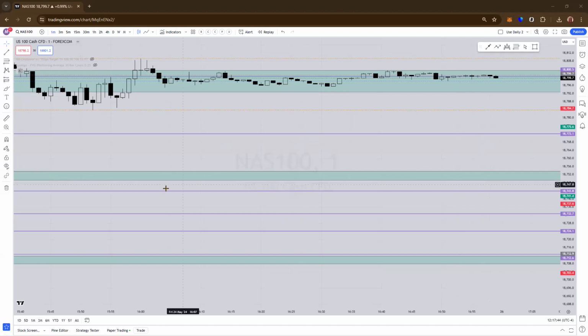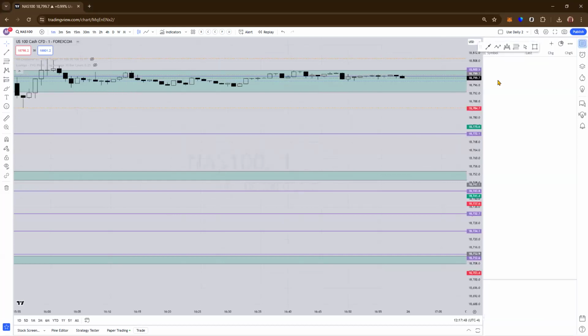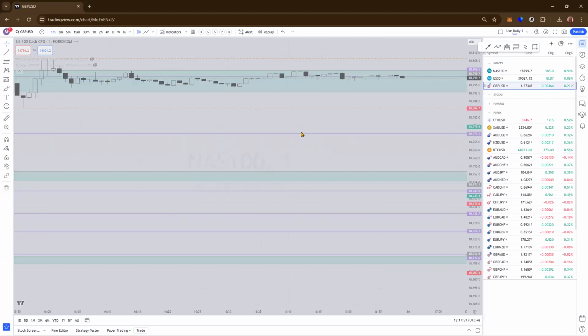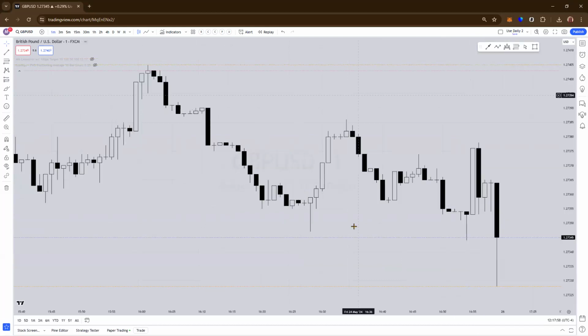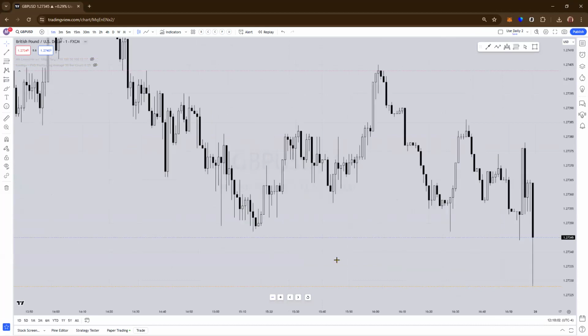Okay, so here's the market. All right, so let's go to GBP, one of my favorite pairs, GBP USD. And let's take a tour together, right? Let's see if we can identify any of the patterns that we saw on that diagram, okay?